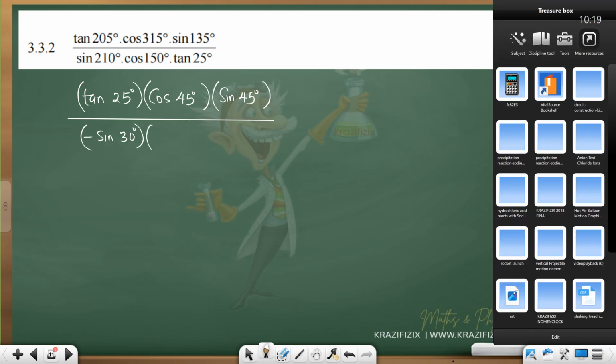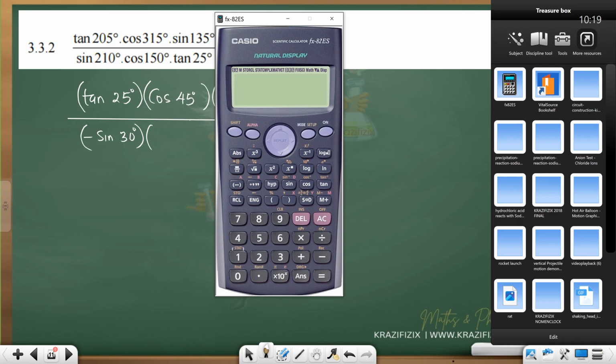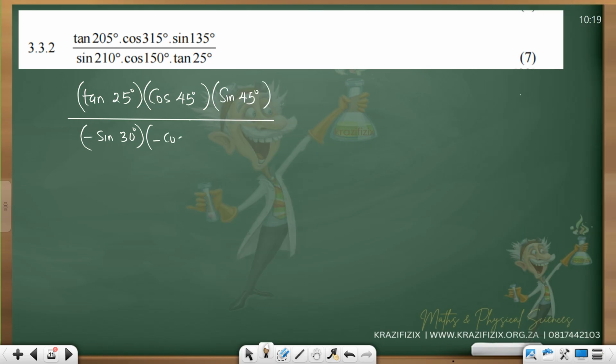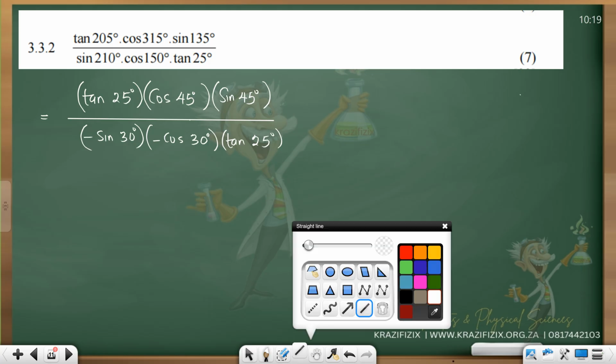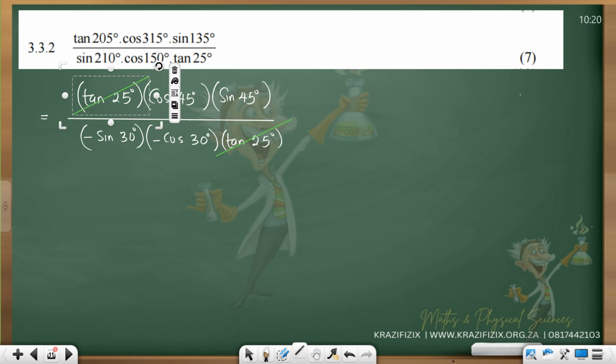Cos 150, that is in the second quadrant. It's going to refuse on your calculator. Cos 150 equals, it's going to refuse 150. What do we do? 180 minus 150, negative cos 30. And then tan 25, I don't have to do anything there because that angle is smaller than 90. Beautiful here. There's nothing much to do here other than that and that taking themselves out. The rest are special angles.